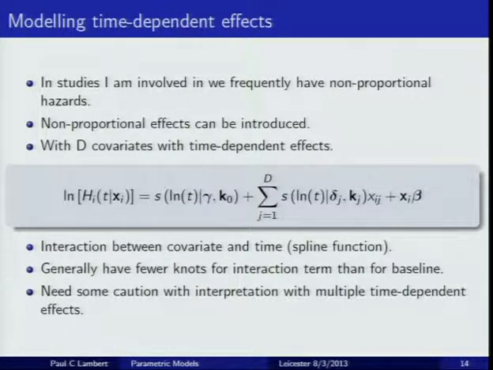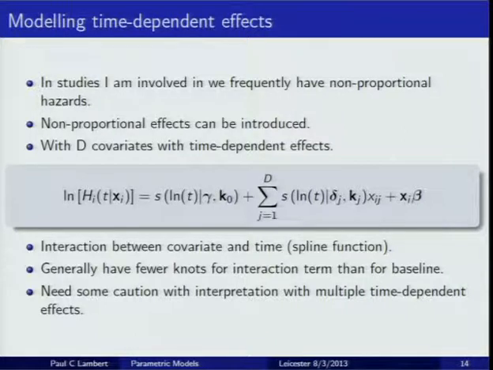Now, I mentioned that we often don't see proportional hazards, so what can we do? Well, we can allow the effect of covariates to be different at different points in the timescale, i.e. we have time-dependent effects. Within the linear predictor, we form an interaction between the covariates we want to be time-dependent and the effect of time, which we can model using a spline function. It can be simpler, though. It could be time or log time in simple cases.